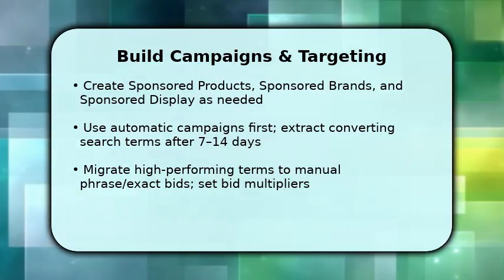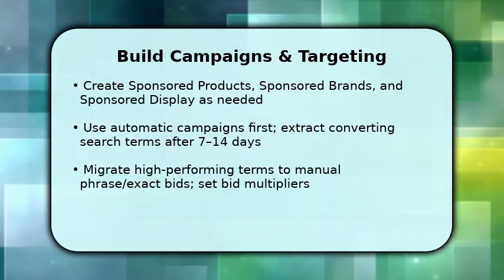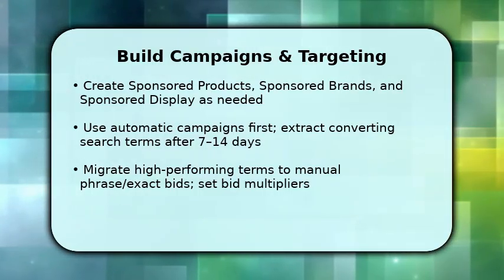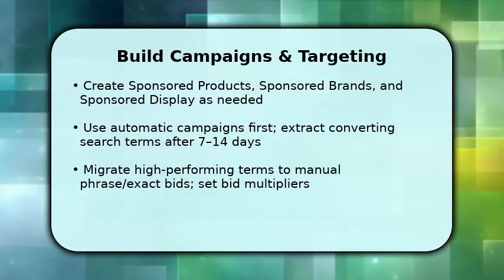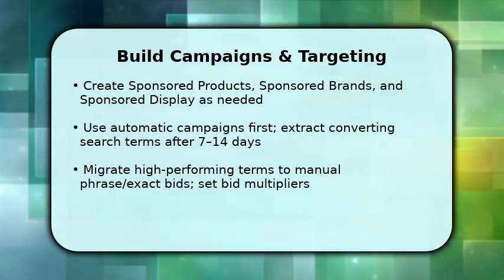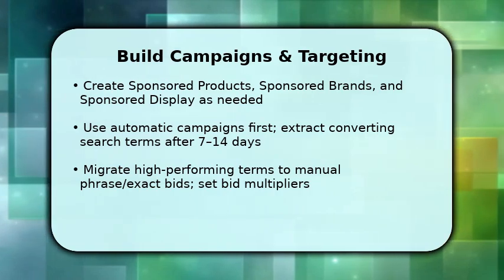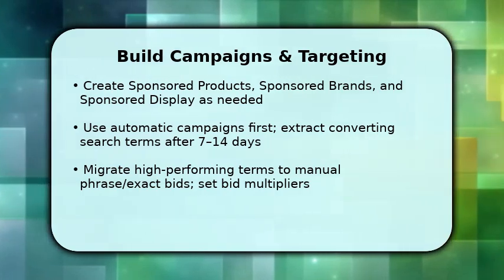Once you have winning terms, make manual campaigns using phrase and exact match to control bids and ROI. Also apply negative keywords to prune waste. Finally, set bid multipliers for placements and audiences to optimize spend without guessing.